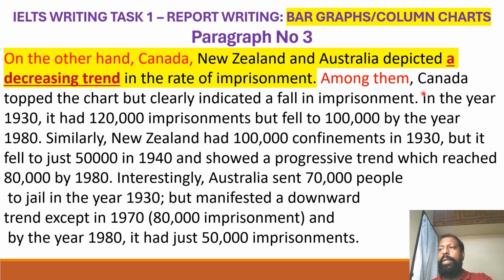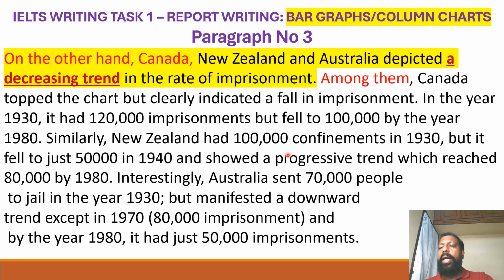So what we are telling is that among the nations that show a decreasing trend, Canada topped the list. It doesn't mean that Canada tops the list of imprisonment overall. No, it simply says that among the nations that show a decreasing trend, Canada tops the chart. In the year 1930, it had 120,000 imprisonments but fell to 100,000 by the year 1980. You see, clear. So it's a decreasing trend.